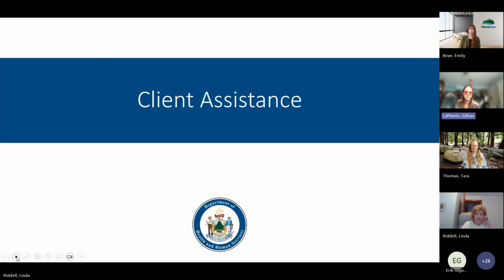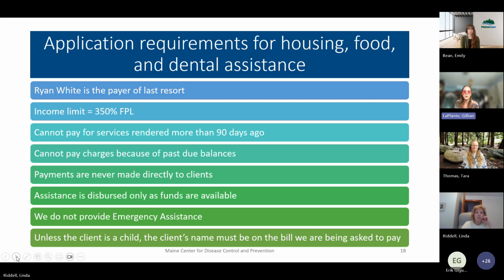Client assistance. So our Ryan White Part B program covers a lot of assistance for clients, including housing, food, and dental. It is a payer of last resort. It is a much lower federal poverty level at 350%. It cannot pay for services rendered more than 90 days. It cannot pay for past due balances. Cannot pay directly to the clients.